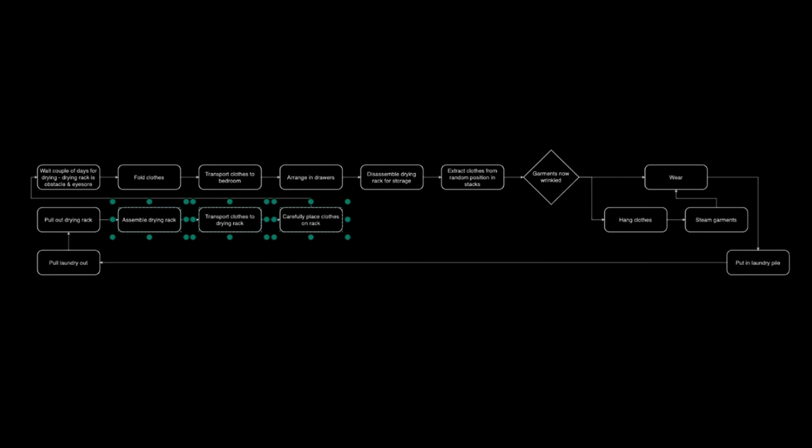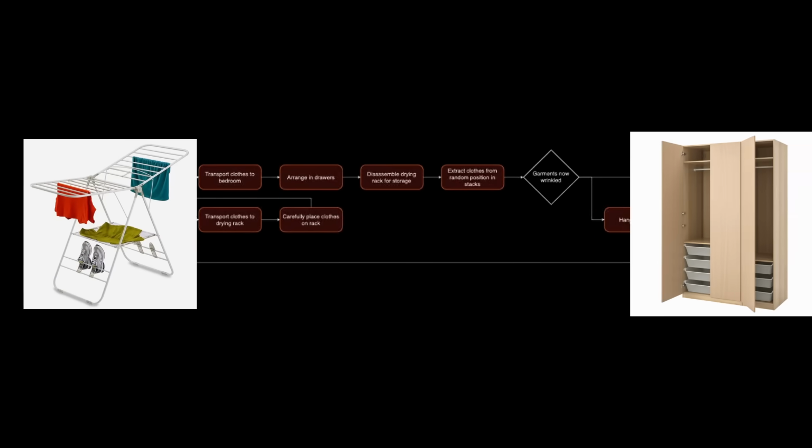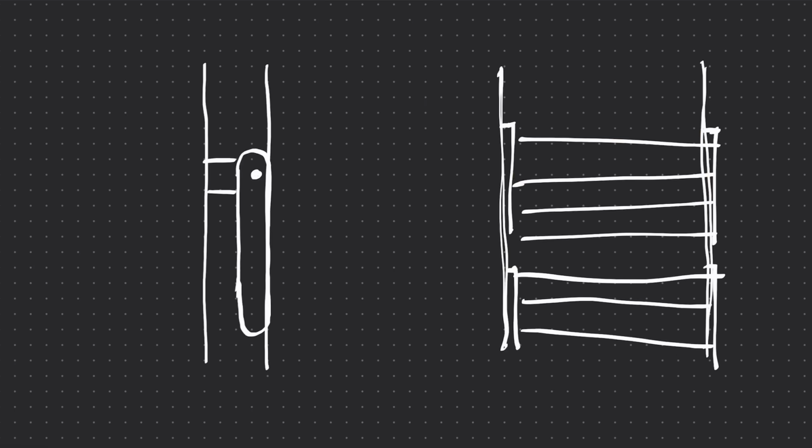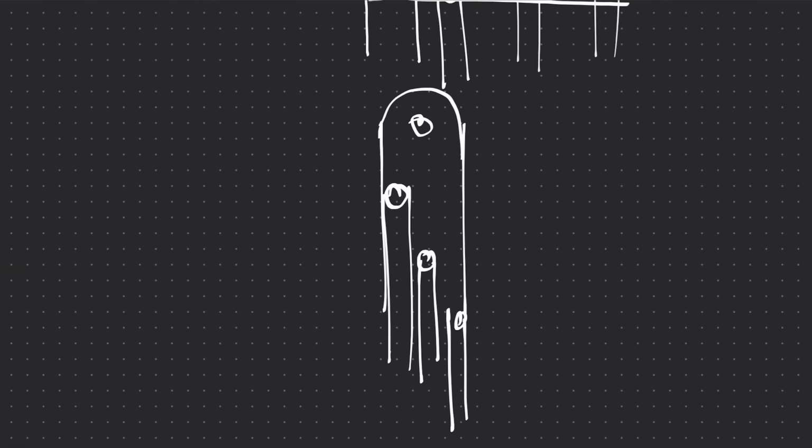But what if I optimize for fewer steps? What if my dryer becomes my storage solution? Now we're cooking. I had a fairly good mental image of what I wanted to achieve here.